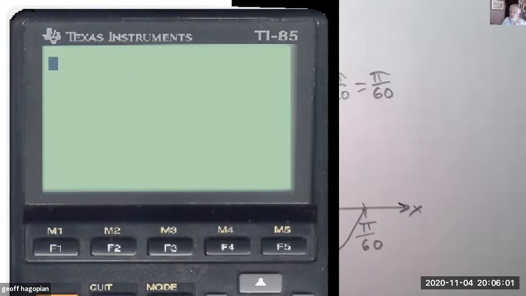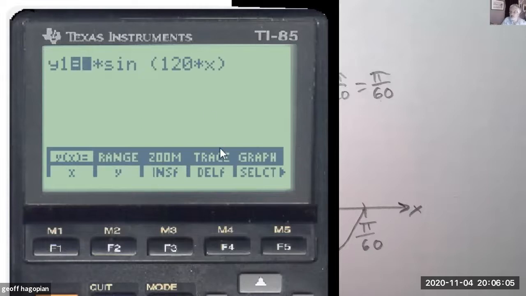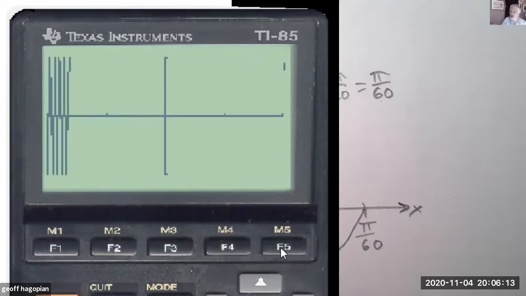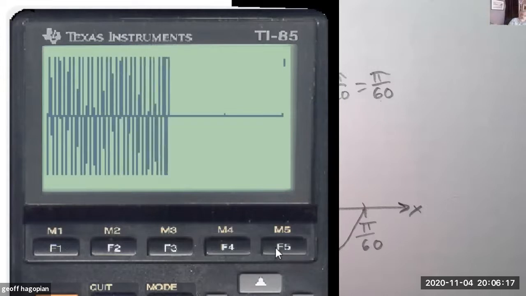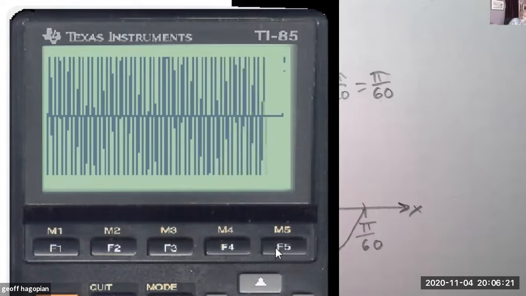Oh, graph y equals, so it's still there, right? And then I press enter or something, or, oh, I say exit and then F5 will graph, right? And what do we see? Well, kind of a mess, right? I think we're seeing some artifacts.